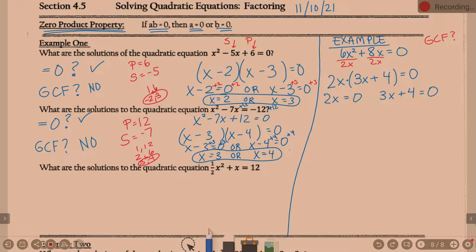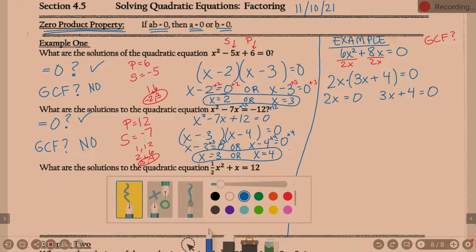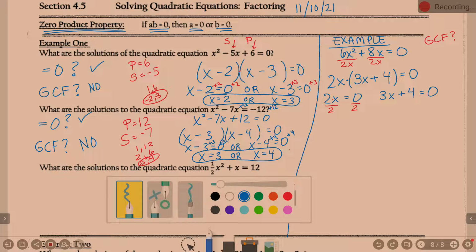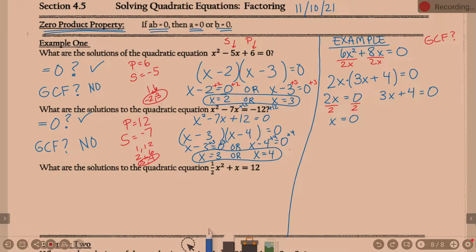And now we solve these. If it's 2x, 2 times x equals 0, how do I solve for x? Divide by 2. 2 times x, divide by 2, divide by 2. What is 0 divided by 2? 0. So one of my solutions is 0.